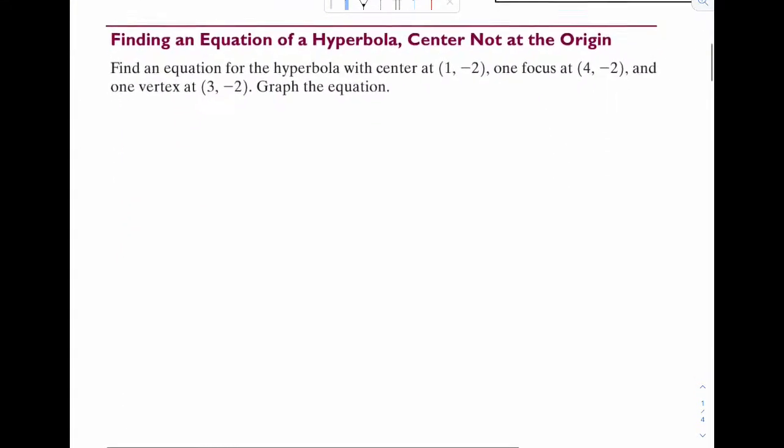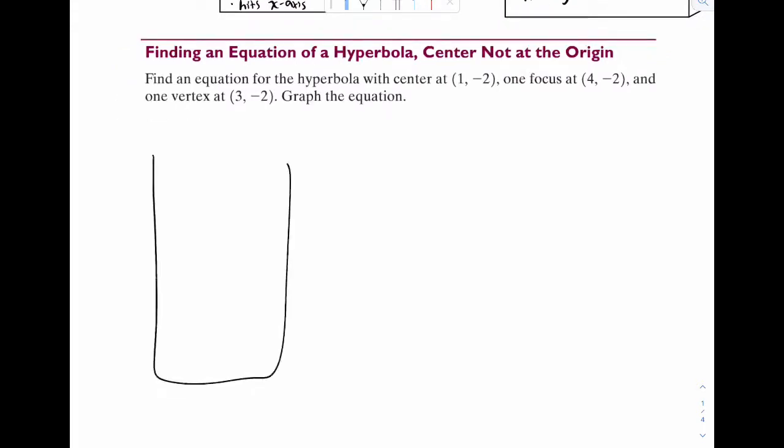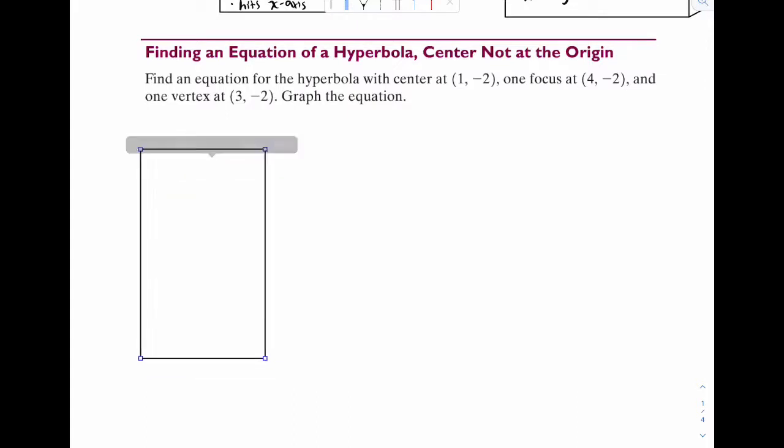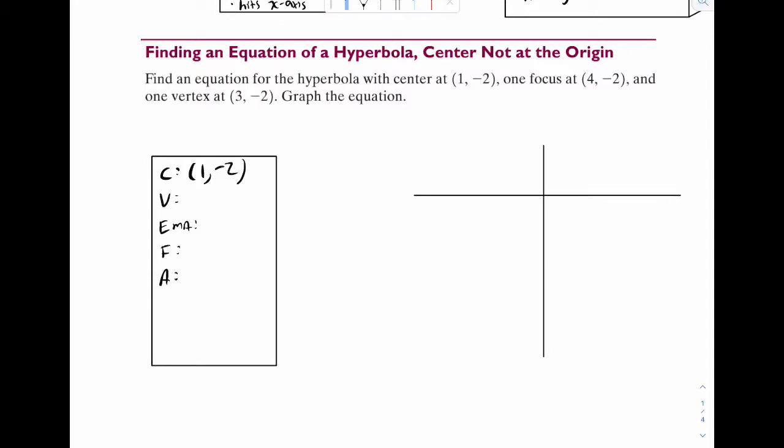So our first question, find an equation for the hyperbola with a center at 1, negative 2. Let's start by putting our info box. So here's our box. Our center is 1, negative 2. And they give us some information, so let's just write down generically vertex, co-vertex, focus, and then our asymptotes. And let's just sketch what we know so far. Center's at 1, negative 2. Focus at 4, negative 2. And a vertex at 3, negative 2.